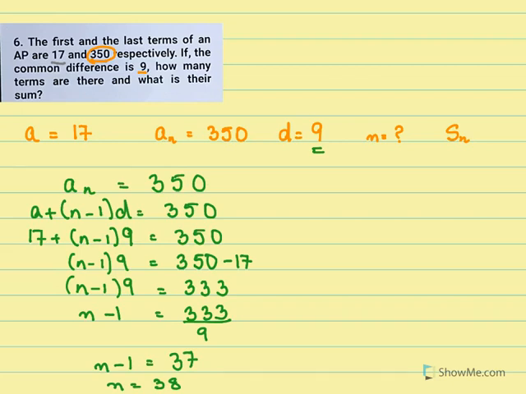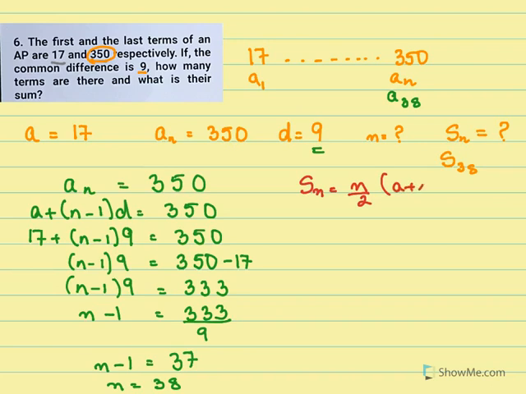Means in this AP there are 38 terms, and it was given to us the first term is 17, that is A1, and there are a whole lot of terms here, and this was the An, which was 350. Now we found out that n is 38. That means here the last term is A38. There are 38 terms in this AP. We have to find now Sn. This is our question to find Sn. We know there are 38 terms, so we need to find S38. For this, we'll use the formula Sn equal to n by 2 (first term plus last term).